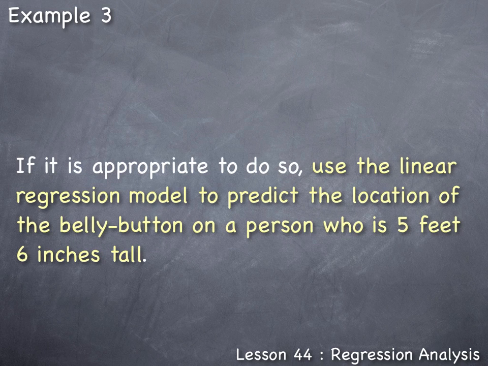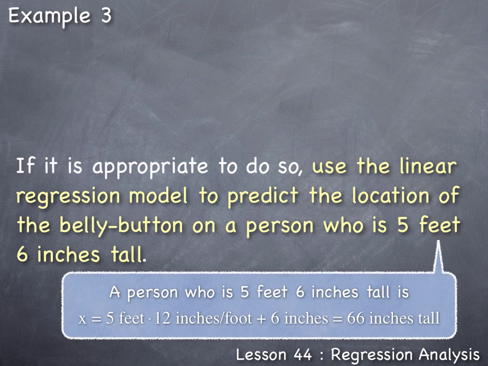So now, we can use the linear regression model to predict the location of the belly button on a person who is 5 feet 6 inches tall. In this linear regression model, x, the person's height, will be 5 feet 6 inches tall. But this model was constructed using units of just inches, so we need to convert the 5 feet into inches. So a person who is 5 feet 6 inches tall is x equals 5 feet times the 12 inches per foot plus 6 inches, or a total of 66 inches tall.